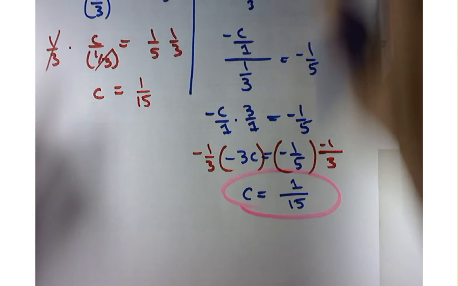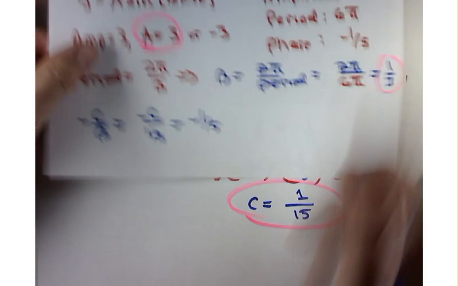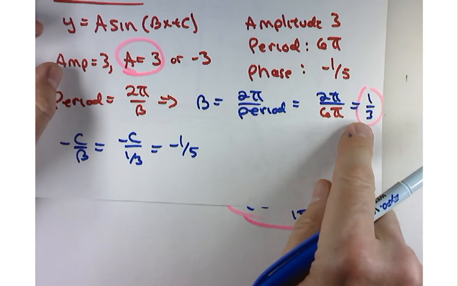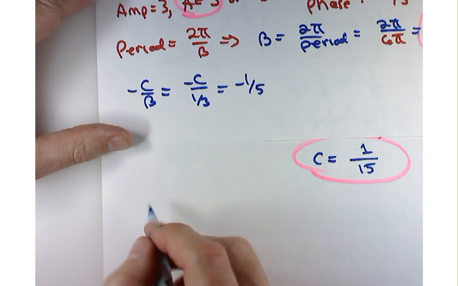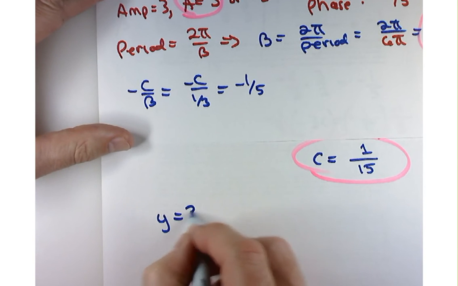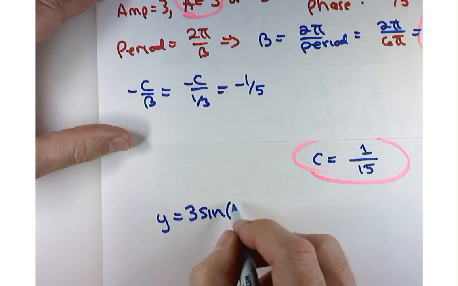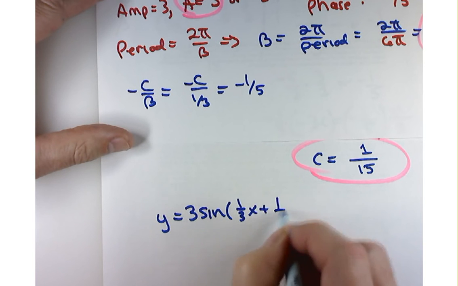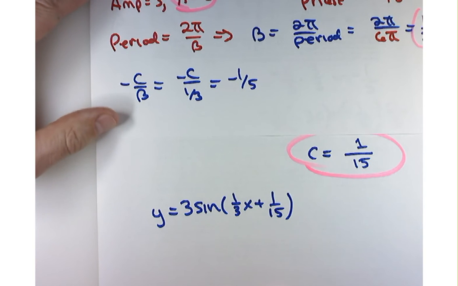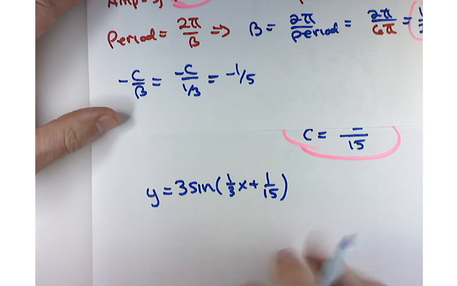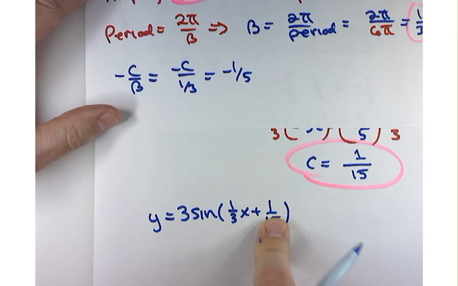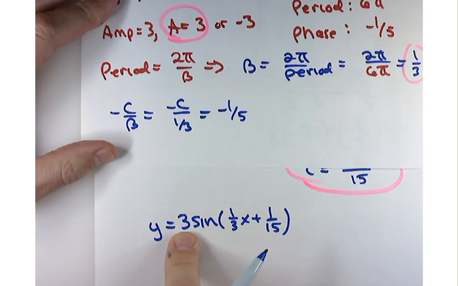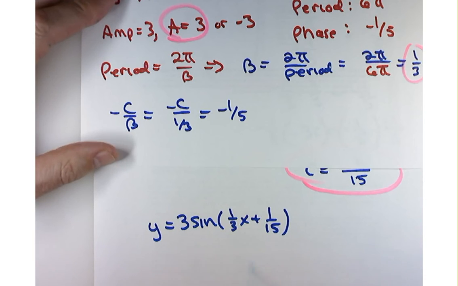Let's put that all together. We had A was 3, B was 1/3, C was 1/15. So your function overall should look like this: y equals 3 sine of (1/3 x plus 1/15). Okay, and that would cause a phase shift to the left of -1/5. You've got an amplitude of 1/3 and a period of 6 pi. Beautiful.